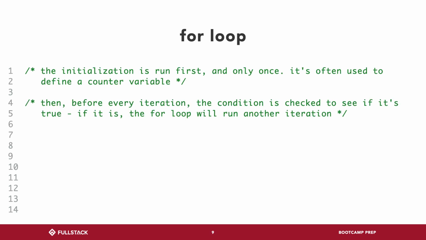So the initialization is run first and only once, okay? It's often used to define a counter variable. Then, before every iteration, the condition is checked to see if it's true. If it is, the for loop will run another iteration. Then, after each iteration, the final expression is run.